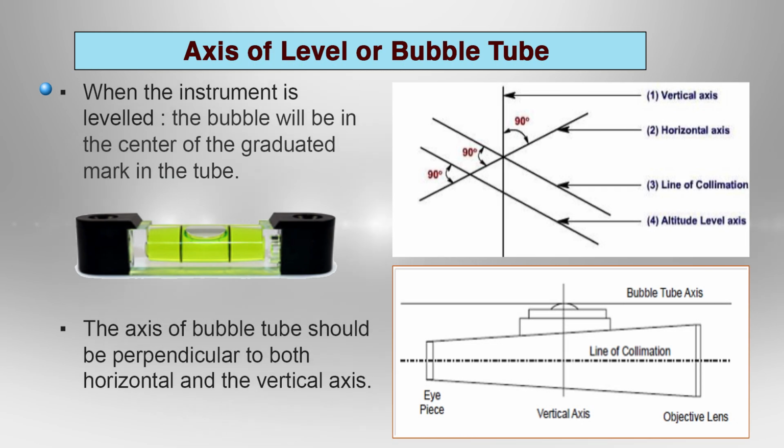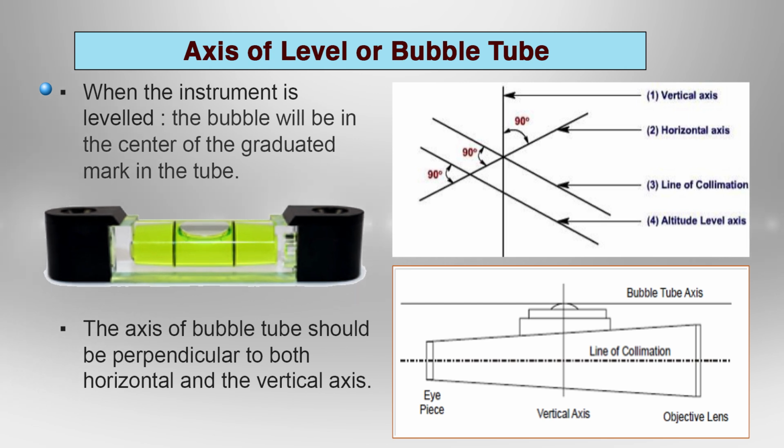Now, let us define what the axis of this level is. For that, you need to draw a tangent that crosses the bubble. It is defined as the straight line tangential to the longitudinal curve of the level tube at the center of the tube. From the center of the tube, where the bubble is, we need to draw a tangent. This tangent is nothing but the longitudinal tangent of the level. And when the instrument is level, the axis of the bubble tube should be perpendicular to the vertical axis.